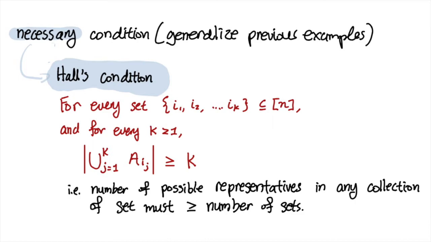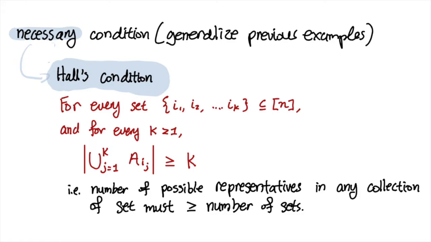To generalize what you saw on the previous slides, there is a necessary condition for a set system to have an SDR. The necessary condition is that for every set of i's from i1 to ik, a subset of the set of natural numbers from 1 to n, and for every k greater or equal to 1, the size of the union of all sets A indexed by the elements of the above set is greater or equal to k.